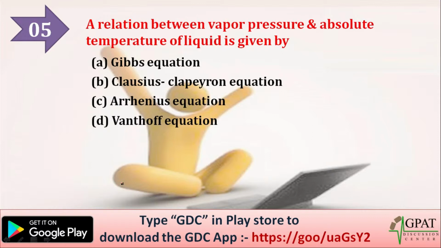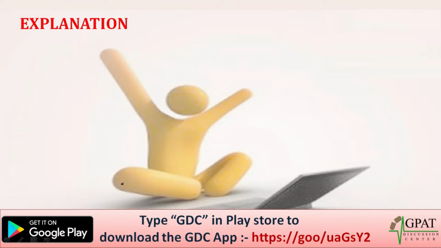So which scientist or which type of equation gives the relation between vapor pressure and absolute temperature of a liquid? The correct answer is the Clapeyron equation, which gives the relation between vapor pressure and absolute temperature. So let's discuss with the help of the explanation.